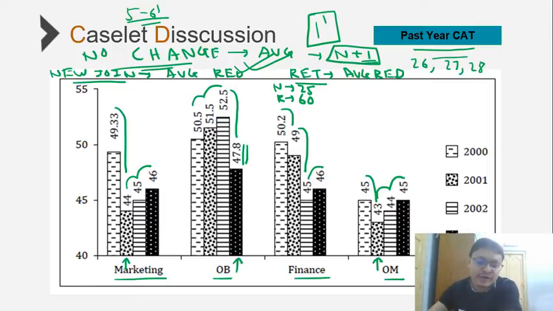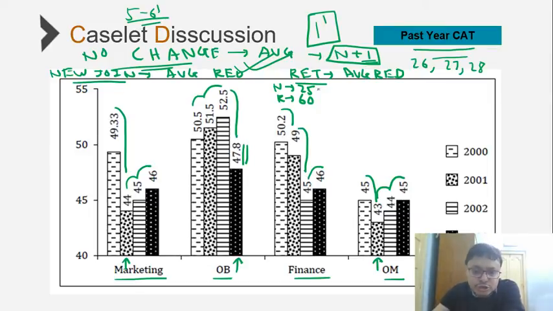So as you can see, in one of the years the dip is 1.2, from 50.2 to 49. In another year the dip is from 49 to 45. So which one is due to new joining, which one is due to retirement? Anybody?